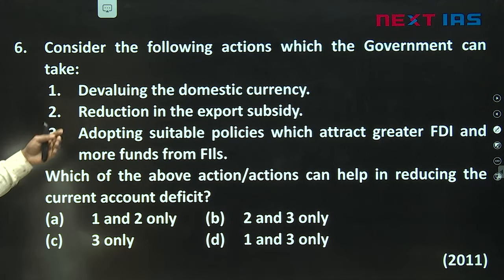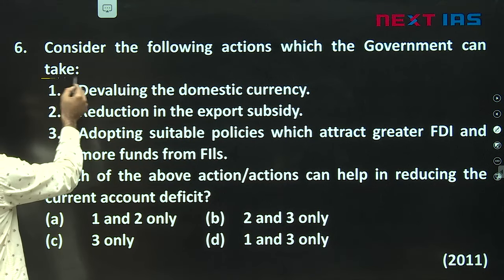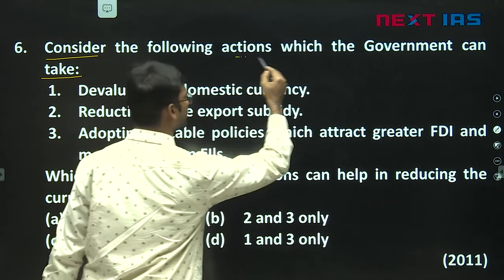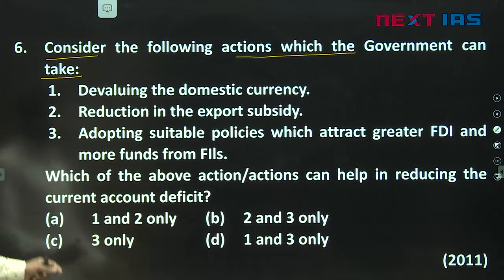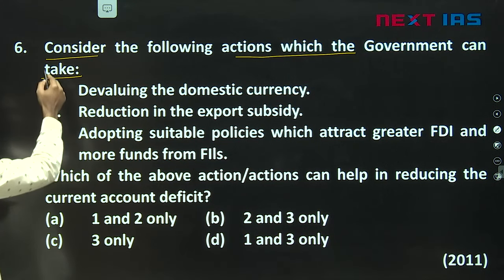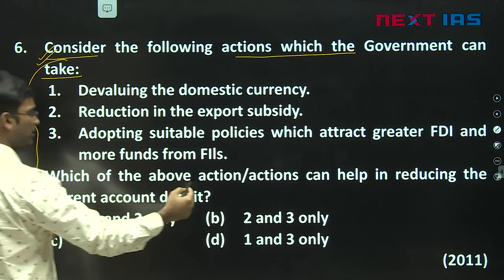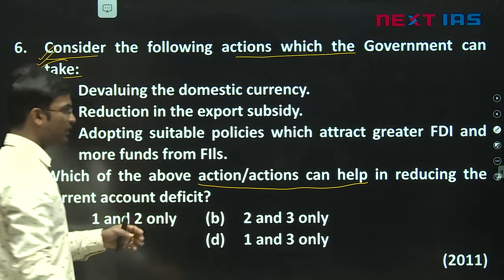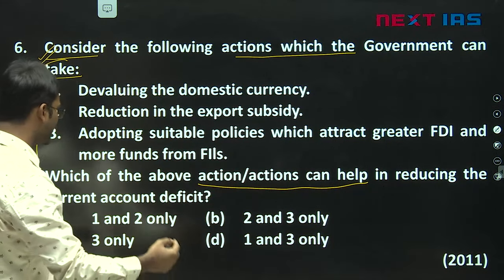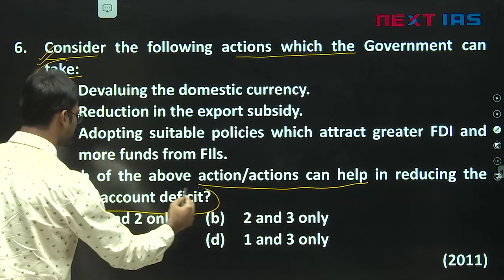Consider the following actions which government can take. Again they are asking what government can take. Now whenever this type of question comes, first read this part, then come directly here to what they are asking. Which of the above actions can help in reducing the current account deficit?